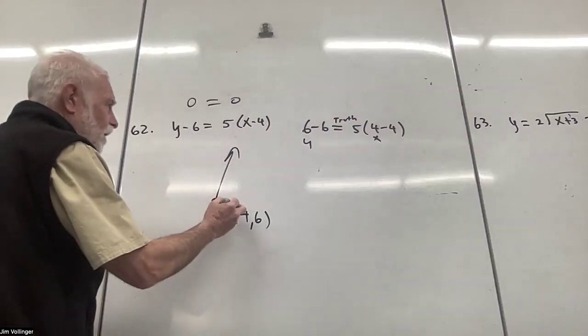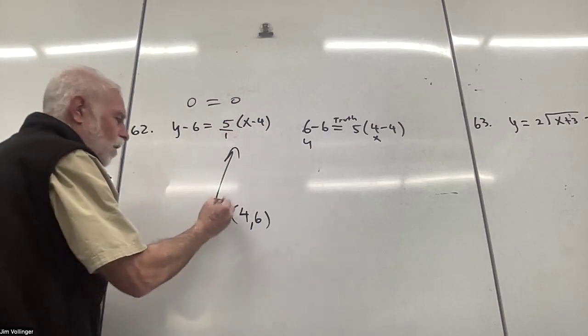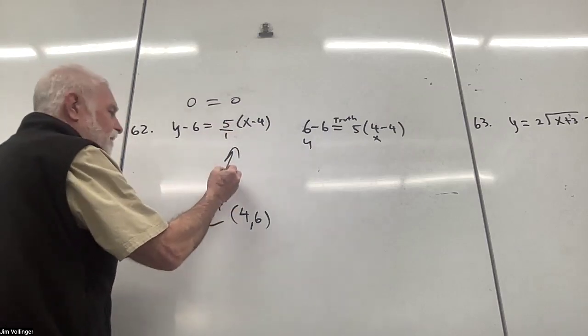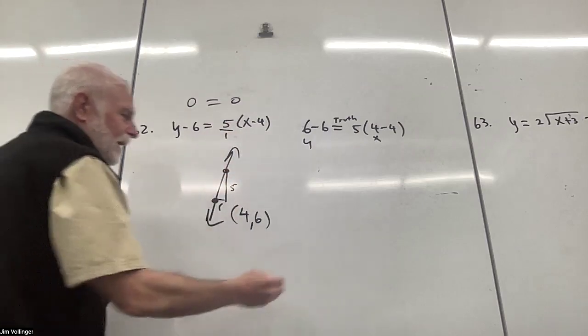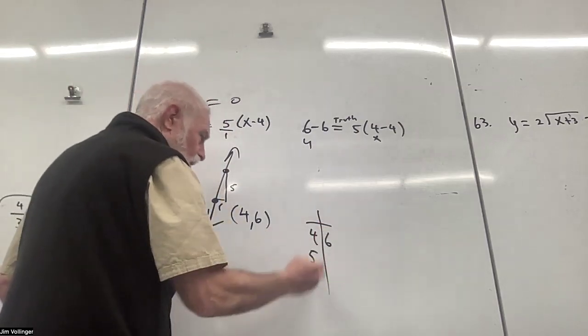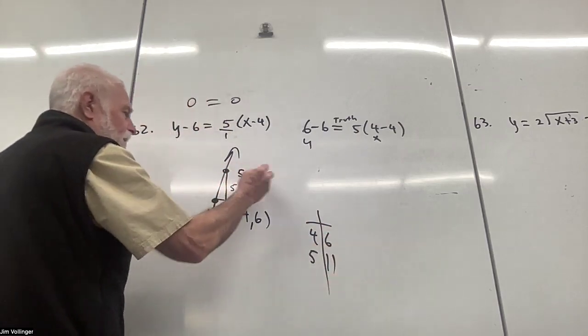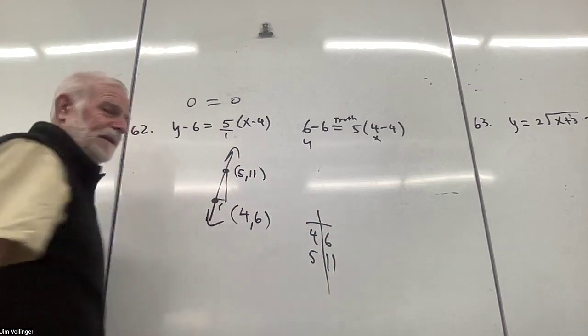And if we go over 1 and up 5, because this is really a ratio of 1 to 5, I'm at a new location. And if I put 4, 6 there, and I go up 1 and up 5, then it's 5, 11. And I hope I didn't make a careless error because I'm not thinking about that too much while I'm talking.